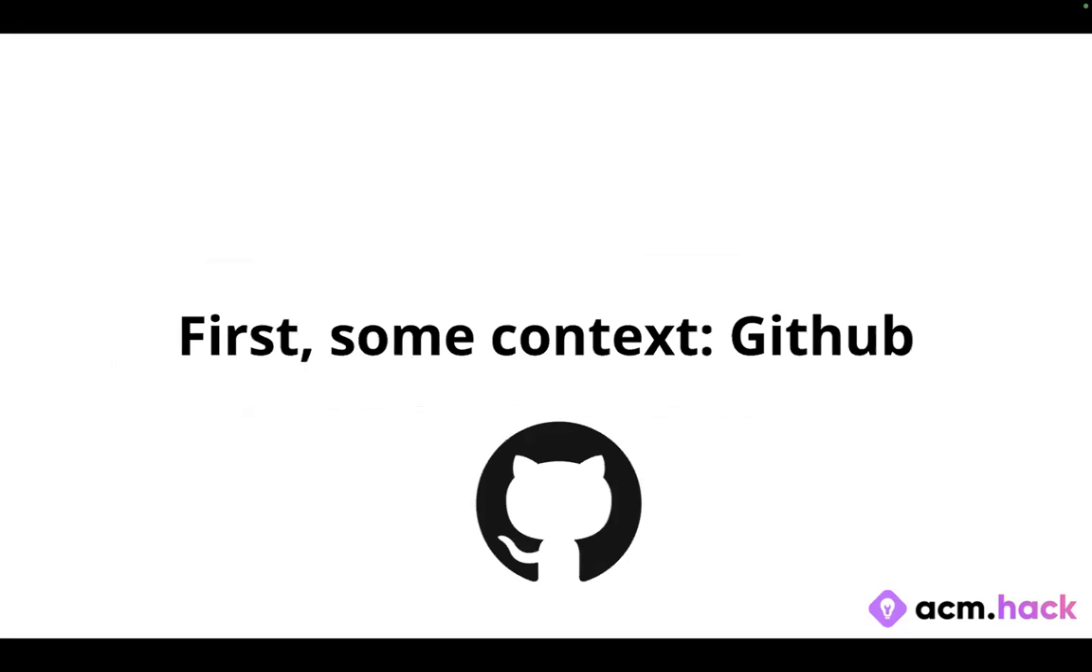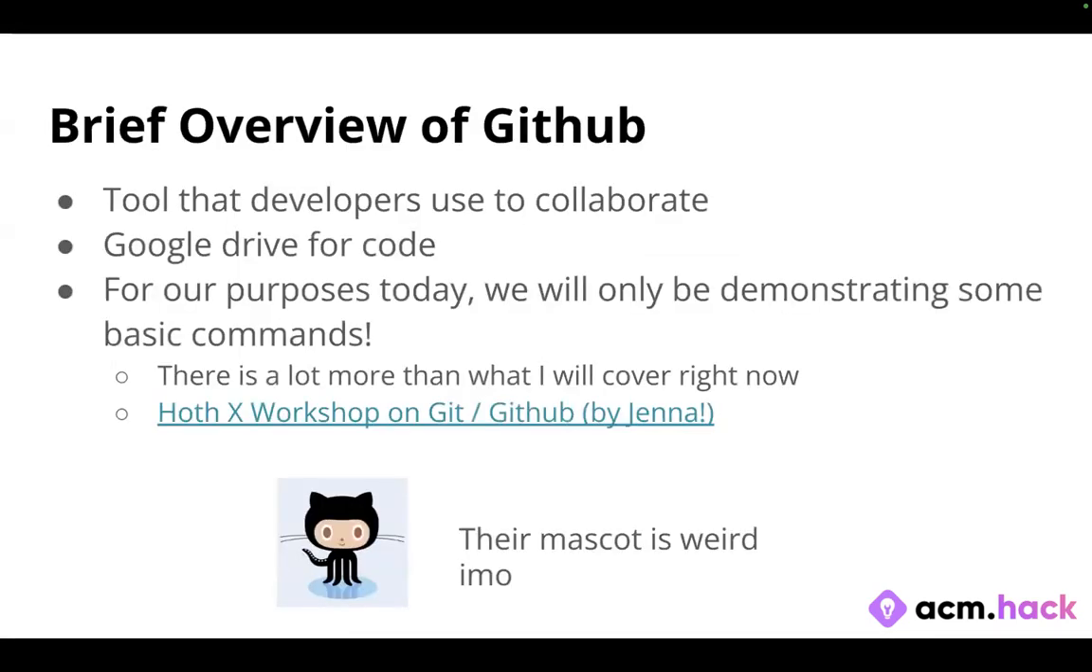Before we get started, we need to talk a little bit about what GitHub actually is. GitHub is something that developers essentially use to collaborate, and you can think of it as Google Drive for code, right? If you're working on your own project and someone else wants to work on the same project, how do you do it together? It's not a real-time thing, that's not how it works, but the idea is similar.